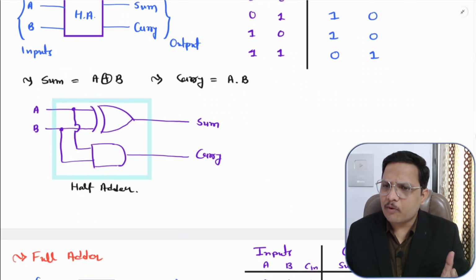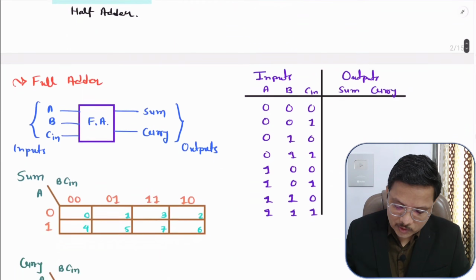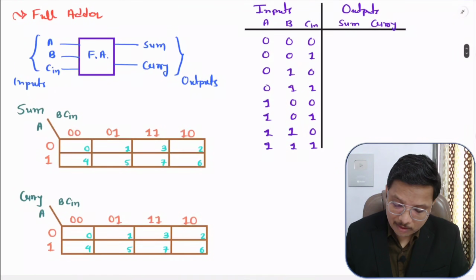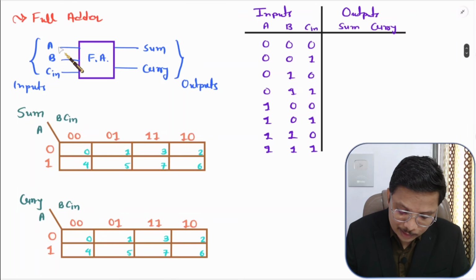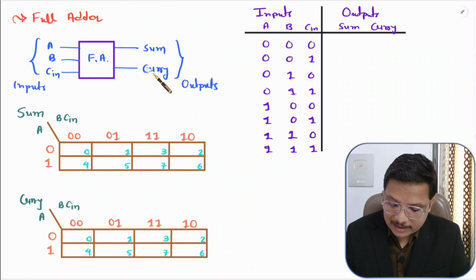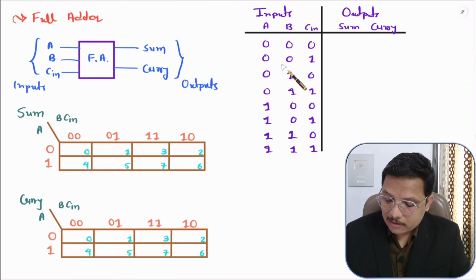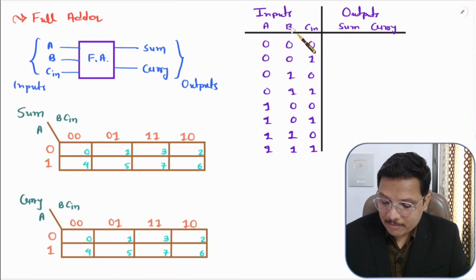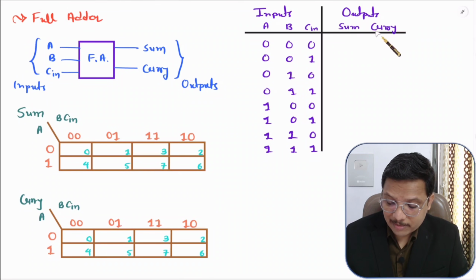Now I'll explain how we can have a full adder, right? I have already explained how exactly the basic block will be there with a full adder. Inputs are A, B and C in. Outputs are sum and carry, right? So let me explain the table first. In sequence, I have written A, B and C in, starting from 0, 0, 0 up to 1, 1, 1. Now outputs are sum and carry.